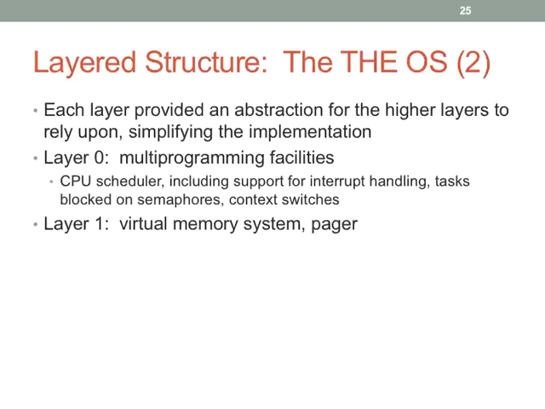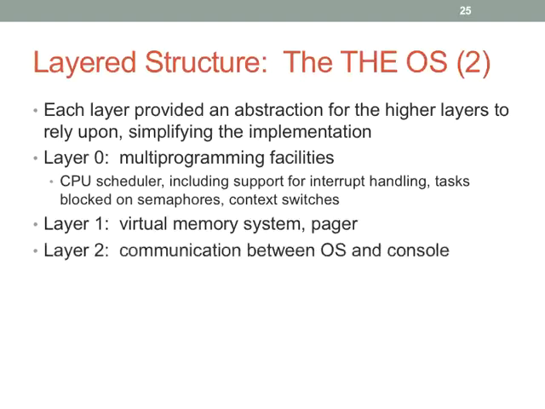Layer 1 was the virtual memory system and the pager, which is obviously an important part of virtual memory. Layer 2, OS communication to the console. Layer 3 is device I/O, including buffering. So layer 2 didn't really have any buffering. Layer 3 does.